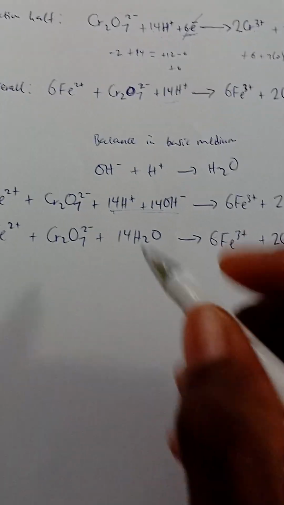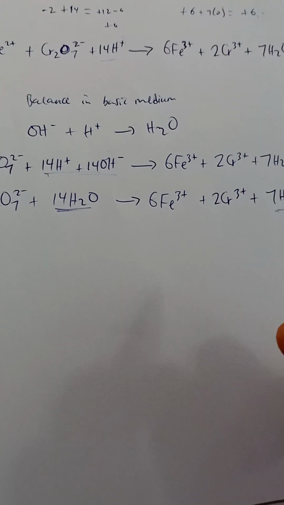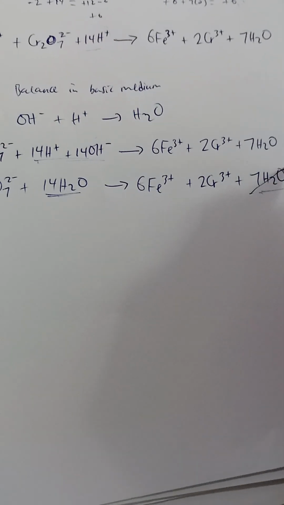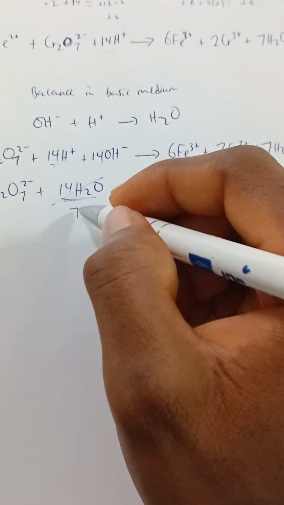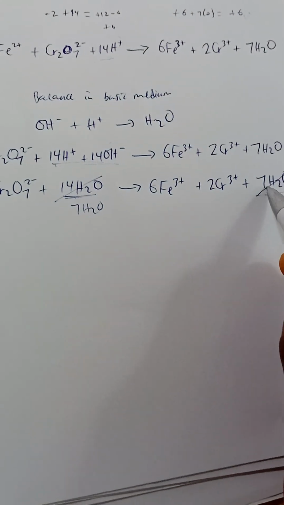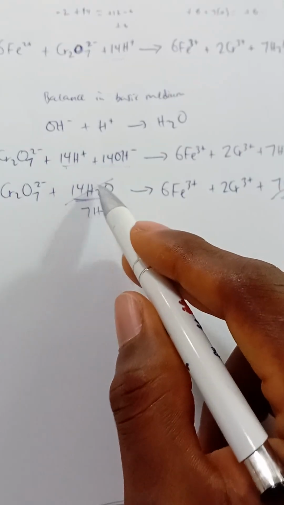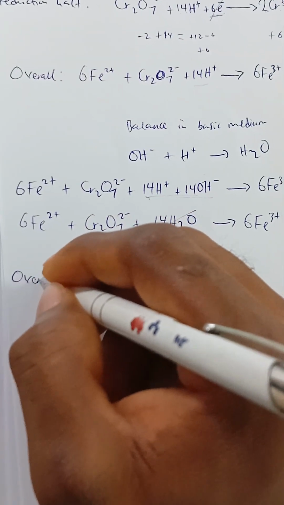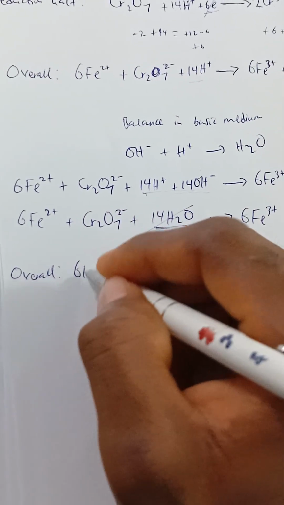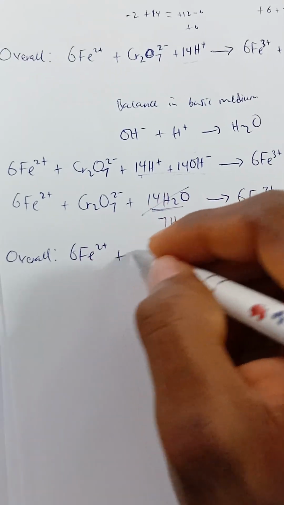Now we're having 14H2O here, we're having 7H2O here, and we said that if the same things are on opposite sides, they cancel. So the 7H2O will come and cancel out this, so that we will be left with 7H2O. 7 will cancel out 7 here, and here is 14, so remaining 7. So our balanced redox reaction in basic medium is going to be this.